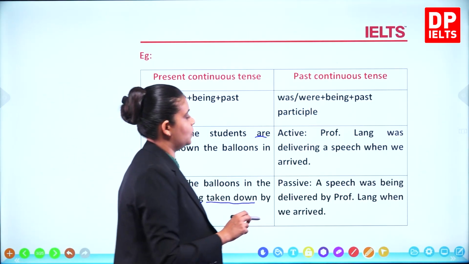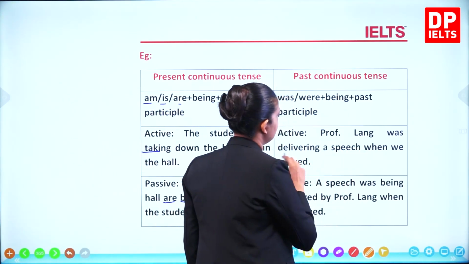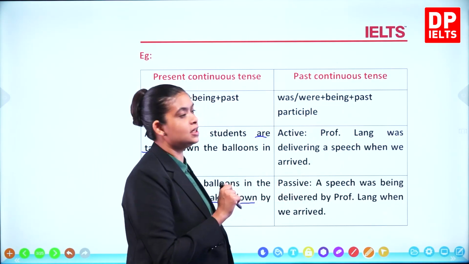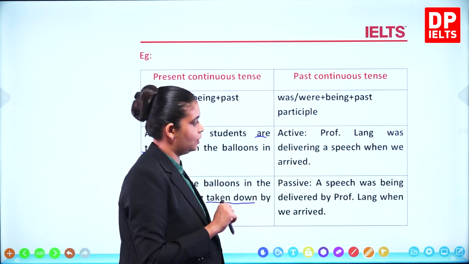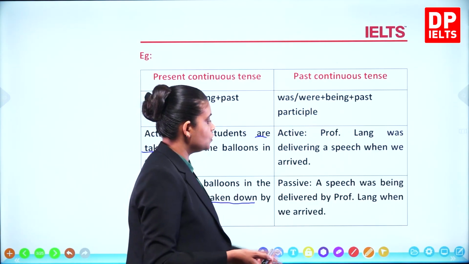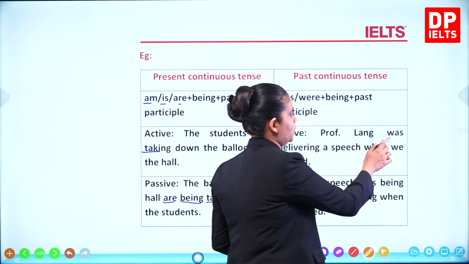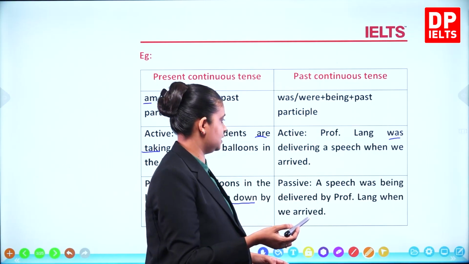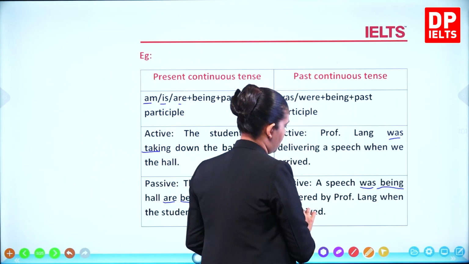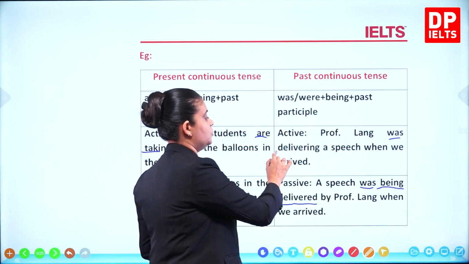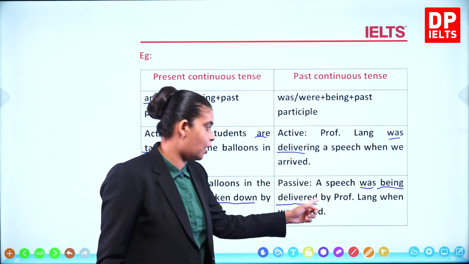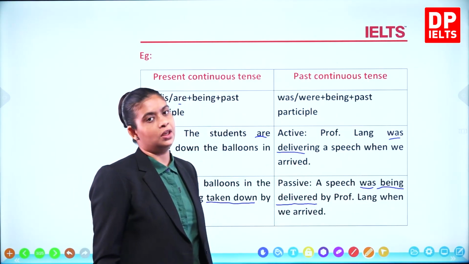Let's have a look at the next one. Professor Lang was delivering a speech when we arrived. So who was delivering a speech? Professor Lang. What was he delivering? A speech. Okay. So a speech was, because it is in the past continuous tense, was plus being plus the past participle of the main verb, which is deliver. A speech was being delivered by Professor Lang when we arrived.